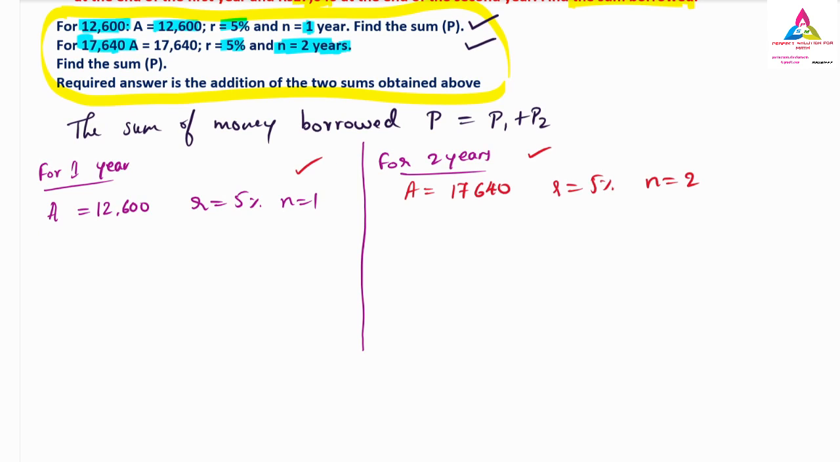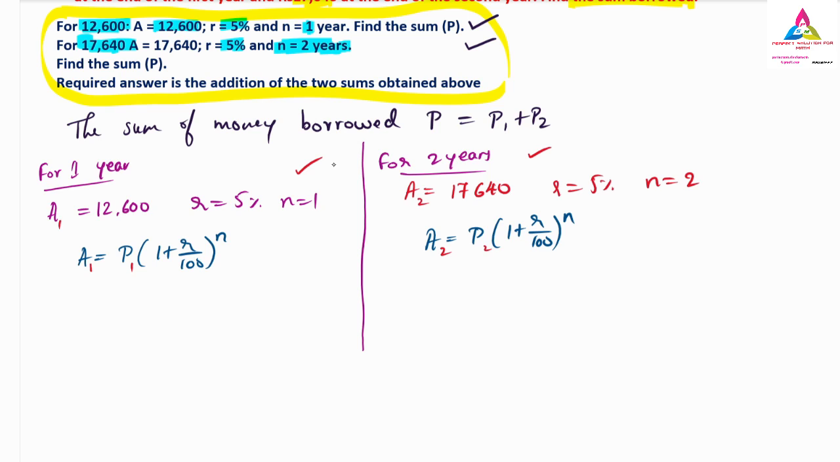So for the first one, how to find this: we don't need the compound interest formula, we will directly apply the formula A equals P into (1 plus r divided by 100) raised to n. Here also the same formula, A equals principal amount times (1 plus r divided by 100) raised to n. But here I will make one small change. Here I will take A1 and P1, and here I will take A2 and P2.